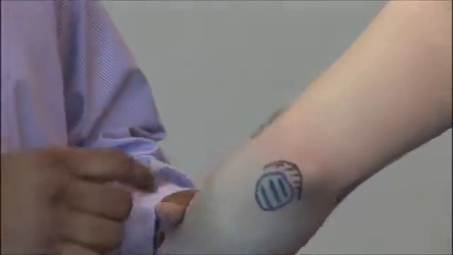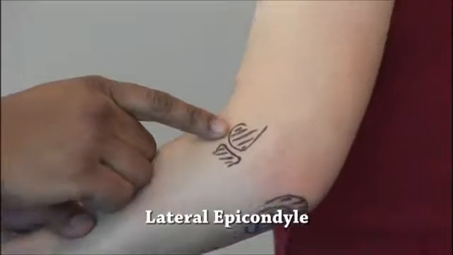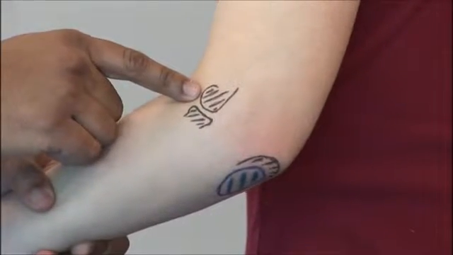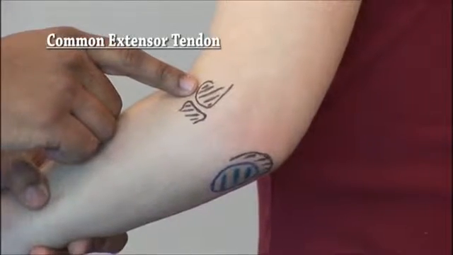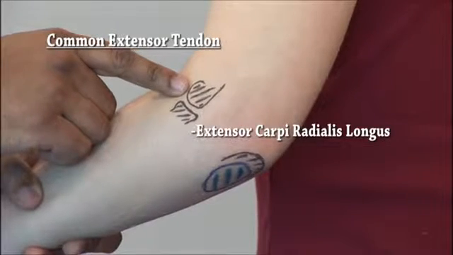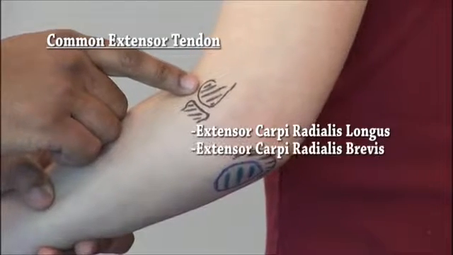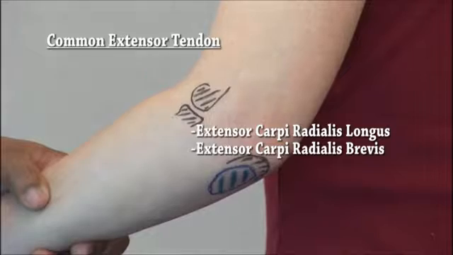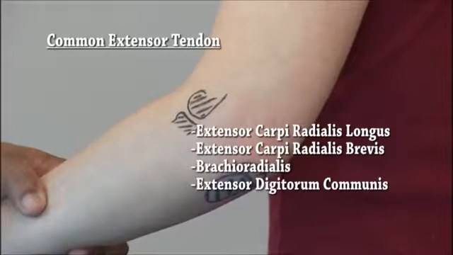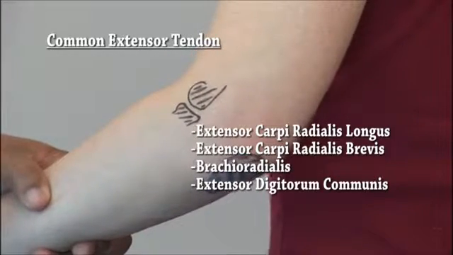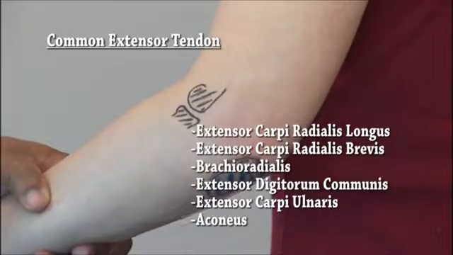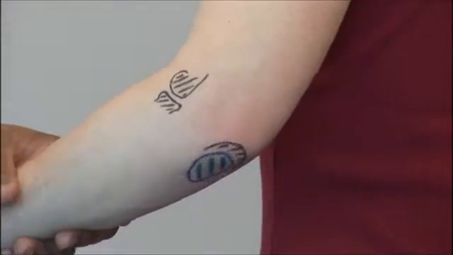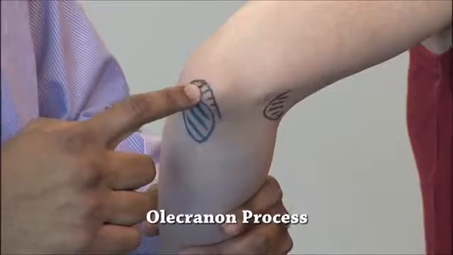On the lateral aspect, you will find the lateral epicondyle. This is a main insertion point of the common extensor tendon, which includes the extensor carpi radialis longus, extensor carpi radialis brevis, the brachioradialis, extensor digitorum communis, extensor carpi ulnaris, and the anconeus. The point of the elbow is formed by the olecranon process.